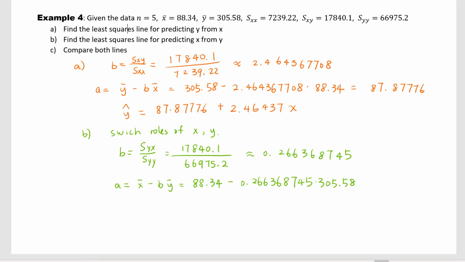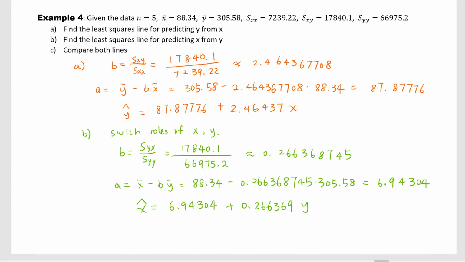And let's see. So plug this in our calculator. What do you get? I get 6.94304. Okay, so our regression line x hat is then a plus bx. A is 6.94304 plus 0.2663669 y. So far, so good, everybody?